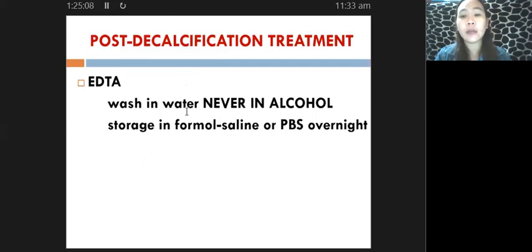Another, if you make use of EDTA for decalcification, you have to wash it in water, never in alcohol. I repeat, you have to wash it in water, never in alcohol. Why? Because the use of alcohol as a washing solution for EDTA will result in the formation of precipitates. I repeat, this will result in the formation of precipitates.